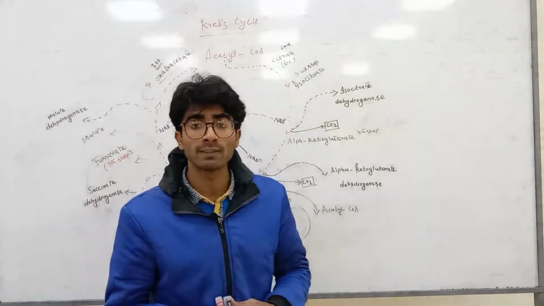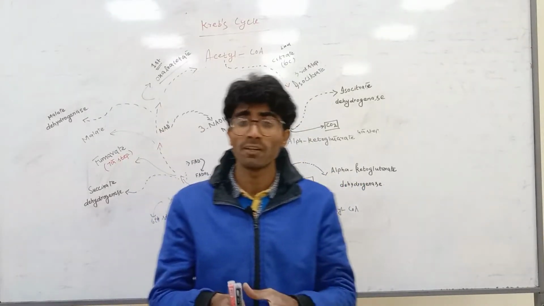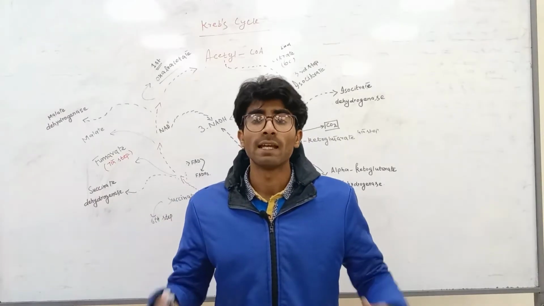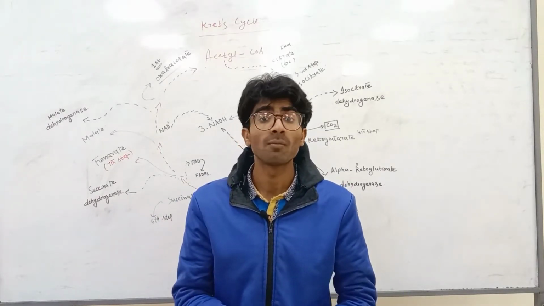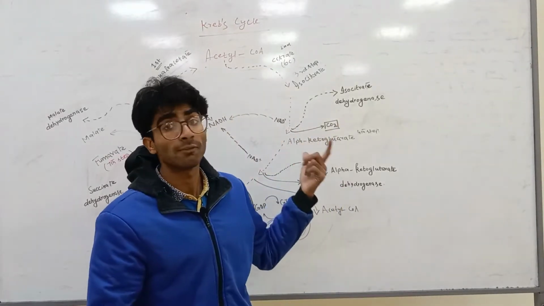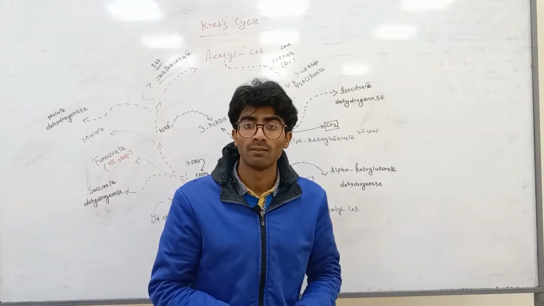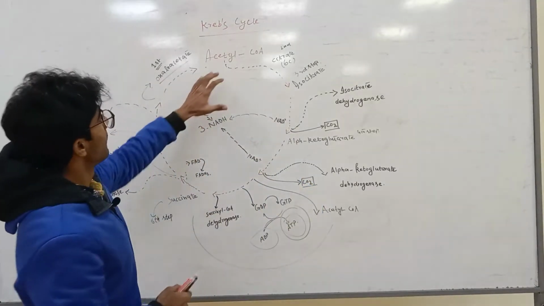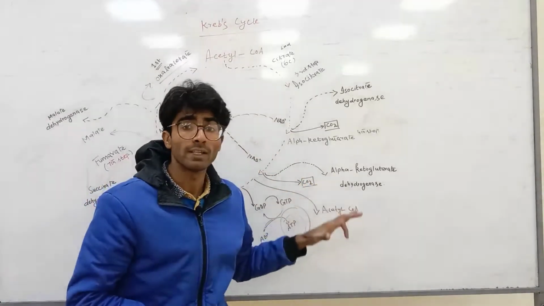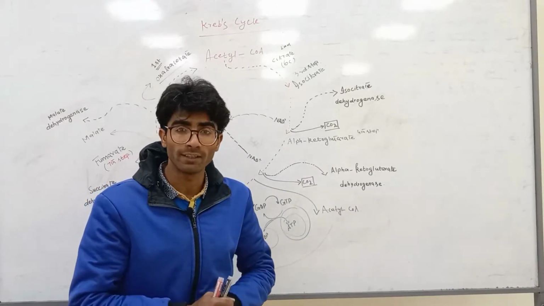Mostly students know about the formation of NADH and FADH2 molecules, but they don't know what enzymes are present in the Krebs cycle. I want to explain here that in the Krebs cycle, acetyl-CoA is oxidized and forms citrate.